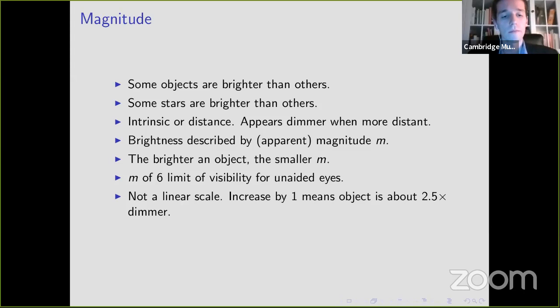Now, this scale is not a linear scale, so an increase of 1 in M means that the object is about 2.5 times dimmer. An example: Sirius has a magnitude of about minus 1.6, so well below the limit of 6. It's the brightest star on the sky.